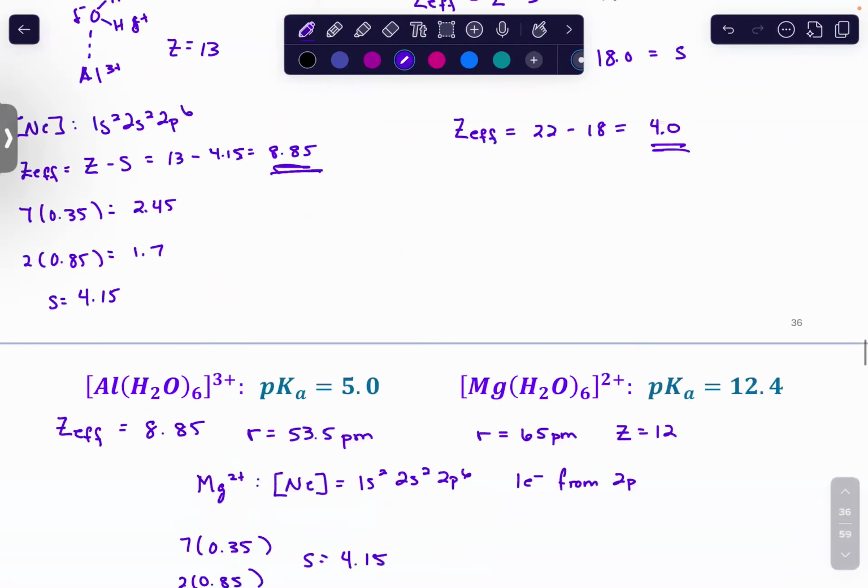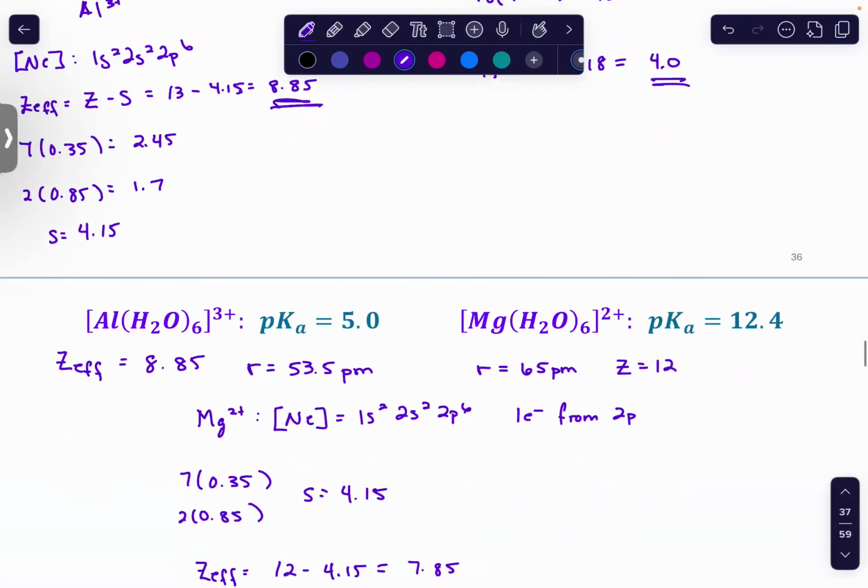When we compare to aluminum, you see your aluminum up there has a Z effective of 8.85. Now you have 7.85, so the effective nuclear charge is less for the magnesium. Your radius for the magnesium is greater, which leads to an overall effect that your aluminum cation is going to be more acidic. So you notice for your main group metals, they follow these nice rules.